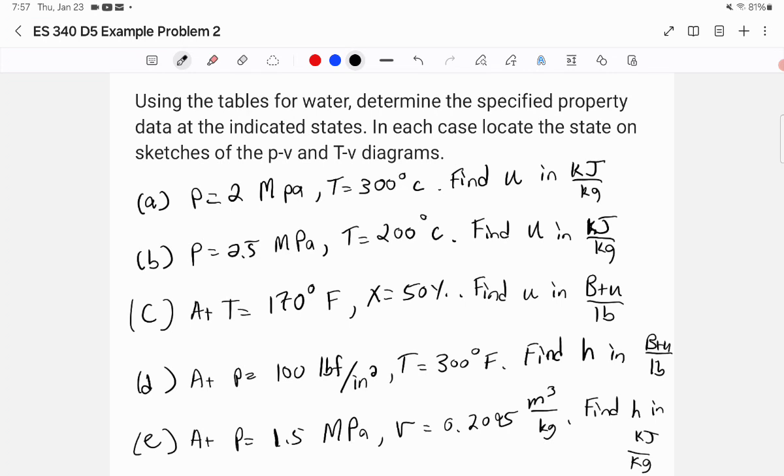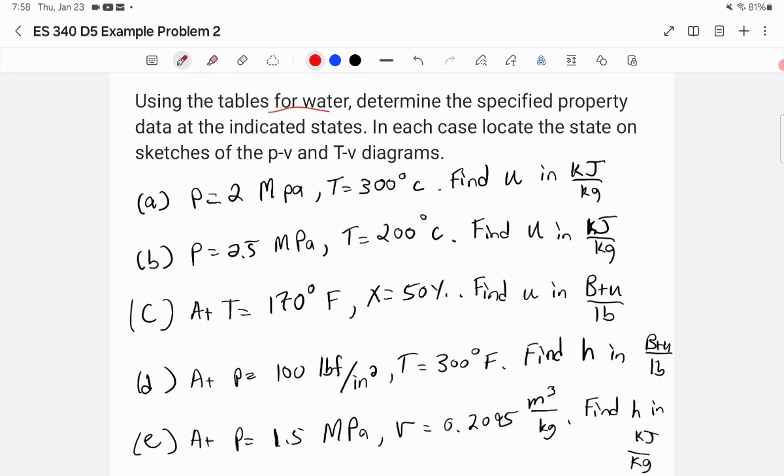Okay, so part A is for water, of course, for P equal to 2 megapascals, T equal to 300 degrees Celsius, and we want to find the specific internal energy, lowercase u, in kilojoules per kilogram. Part B, you can read this, 2.5 megapascals, and so on.